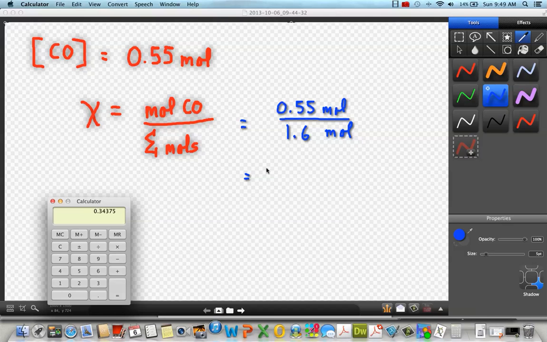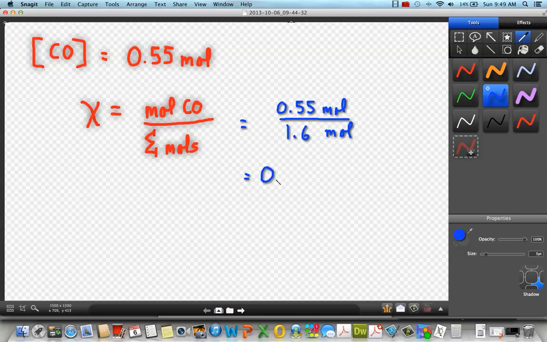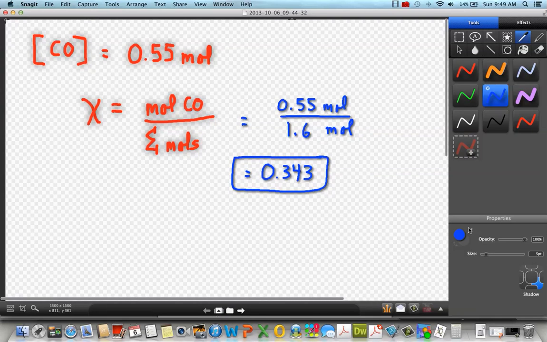And according to my calculations, that is a mole fraction of 0.343. Notice that that is a dimensionless quantity. That means that of all of the molecules, reactants and products at equilibrium, of everything that we consider, 34.3% is in the form of carbon monoxide. And this is our solution to part A.